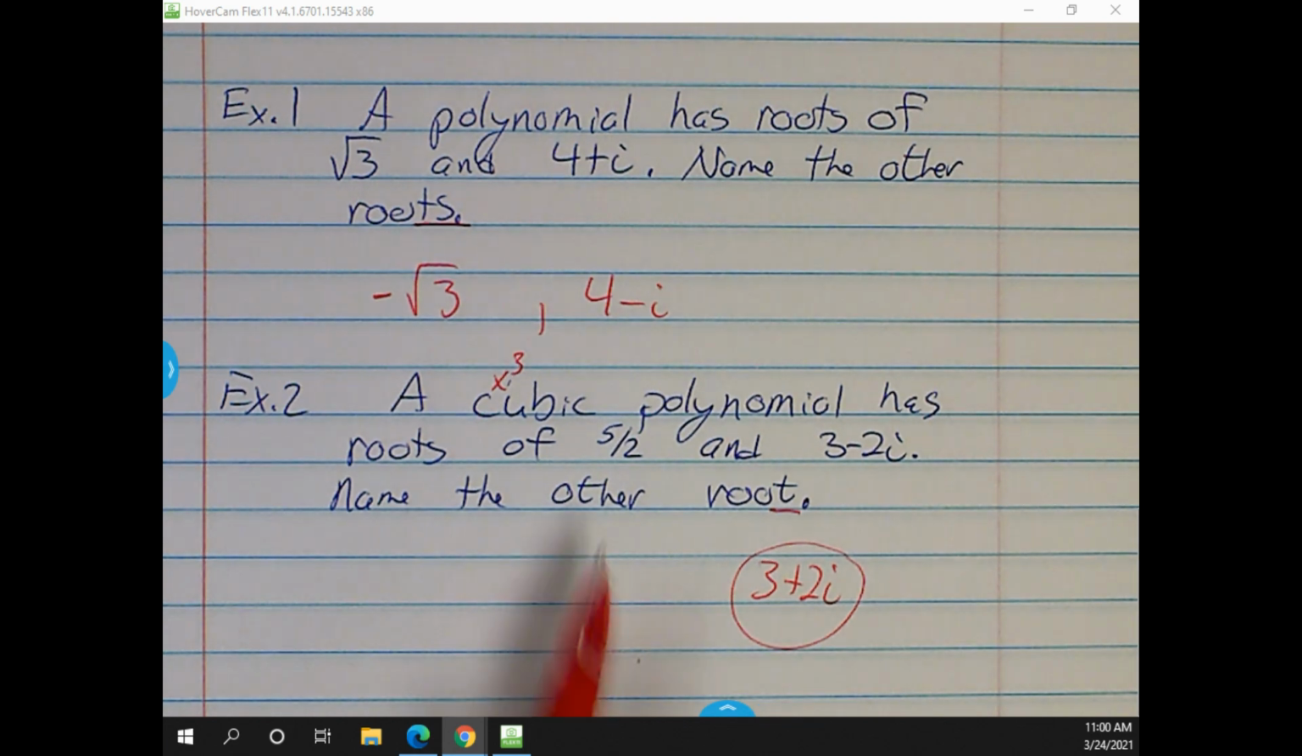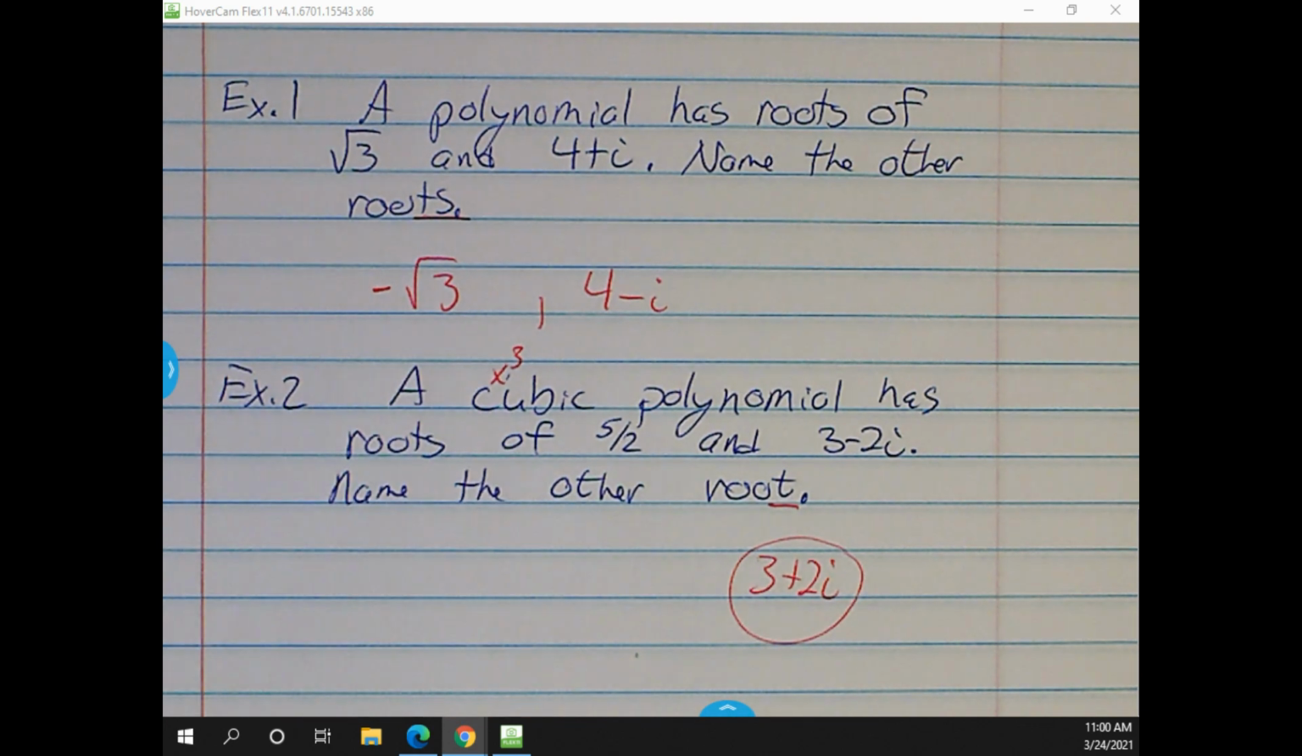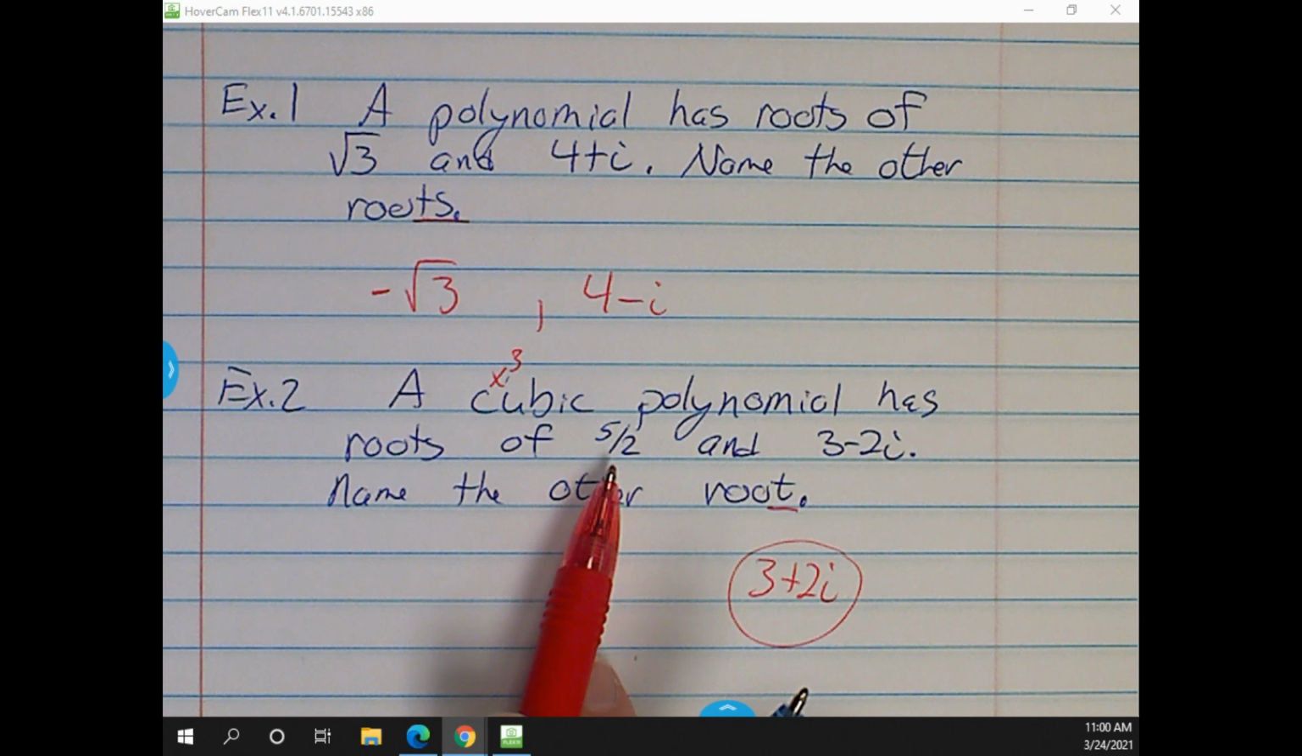So again, if it's a whole number, even if it's a fraction, as long as it's a real number answer, you don't have to worry about changing that sign. You only change the part that's imaginary, or you change the part that's got a square root with it. If it's just an actual real number, then that's it. Then you don't have to worry about changing anything on that one.